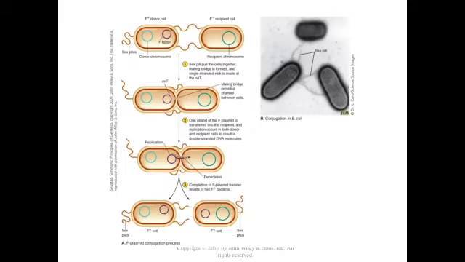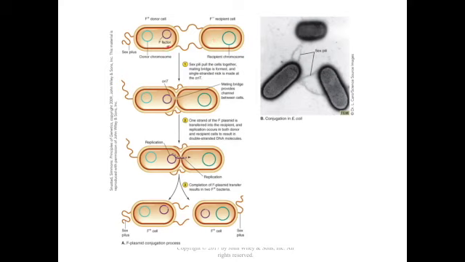Okay, let's look at how this works. Right up here we have our F-positive or F plus donor cell. Inside it, we see the normal chromosome of the bacteria and the F factor plasmid. And again, that plasmid just contains genes to make a pilus. Over here is our F- recipient cell. It only has a chromosome. It does not have the genes on the plasmid to make a pilus.